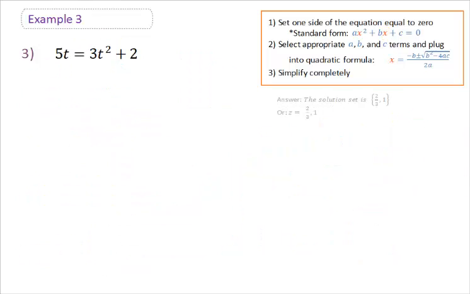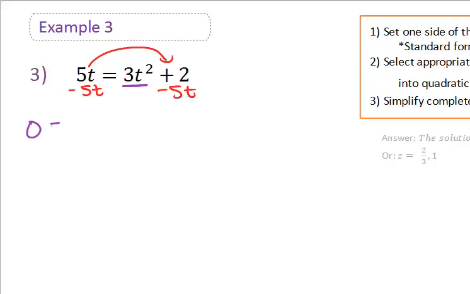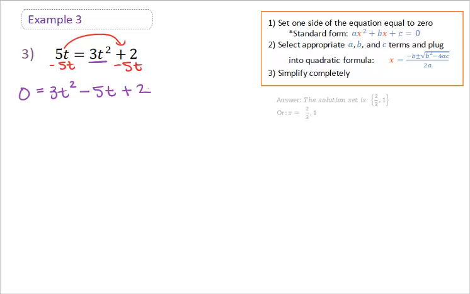Example 3. 5t is equal to 3t squared plus 2. Our first step is to set our equation equal to 0 and put it in standard form. Again, I like to keep my 3t squared positive, so I'm going to move my 5t over to this side by subtracting it from both sides. That gives me 0 is equal to 3t squared minus 5t plus 2. So I have it in standard form.